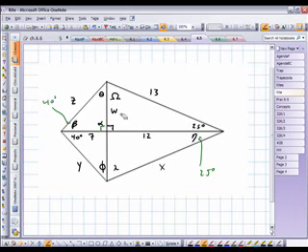Now, trying to find W. Okay, W squared plus 12 squared is equal to 13 squared because we have a right triangle here, and we use the Pythagorean theorem like this. We get W is equal to 5, so that's 5.